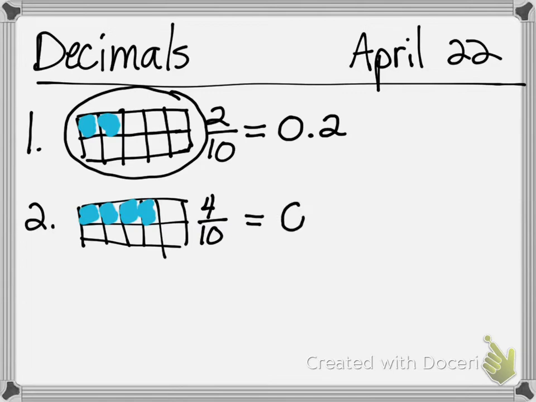Okay, 0 is our whole number. We do not have a whole unit of anything. If we had a whole, it would all be colored in. We don't have that. And decimal. And now the parts of a whole. We have 4 parts out of 10. 0 decimal 4. So 4/10 equals 0 decimal 4.